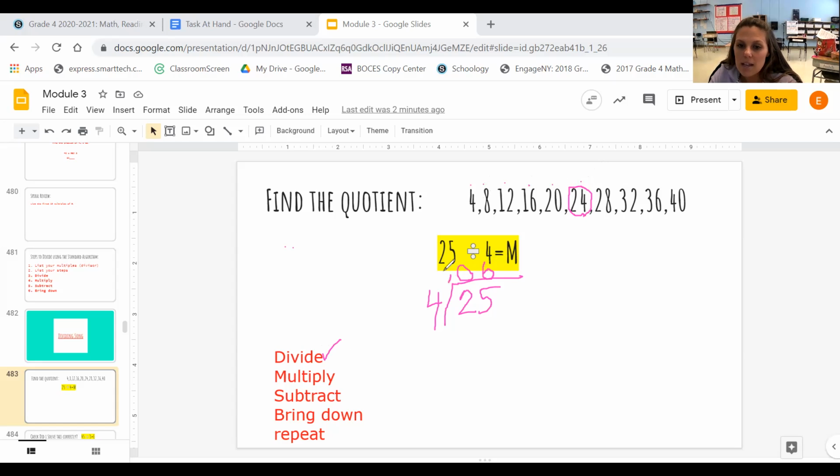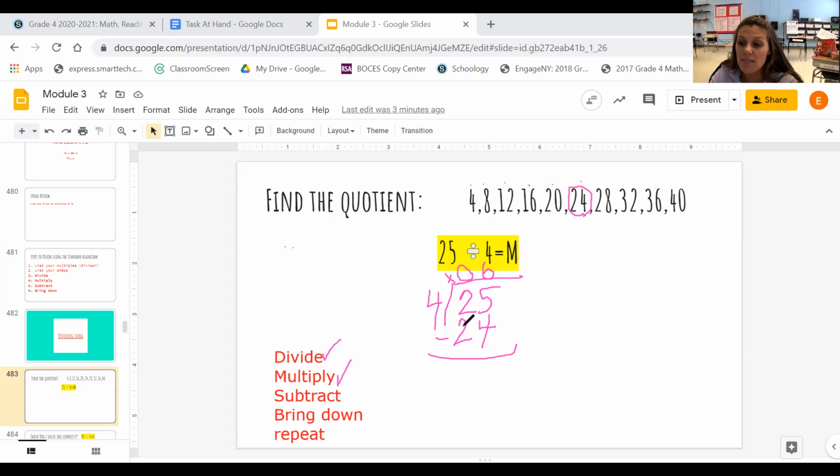Up next is multiply. So I'm going to multiply 6 times 4. Now you don't have to sit there and count on your fingers and your toes. You can look back up here on your cheat sheet. You already did all that hard work. 6 times 4 is 24. So underneath, I'm going to put my 24. That's me multiplying.